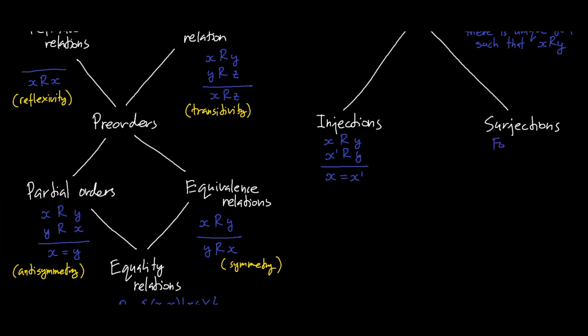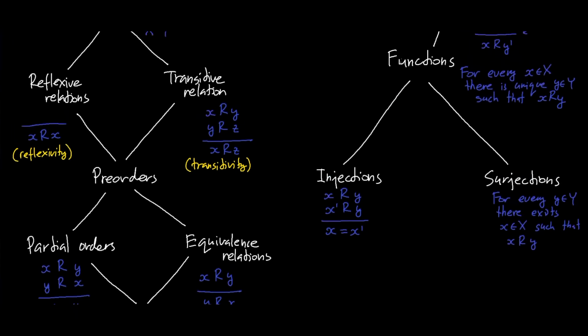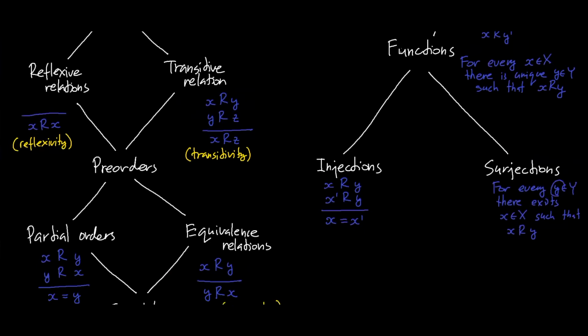for every y in the codomain, there exists x in the domain such that x is related to y. So these are functions, right? What it says on a function is that for every y value, there is x such that y is actually the function applied to x.